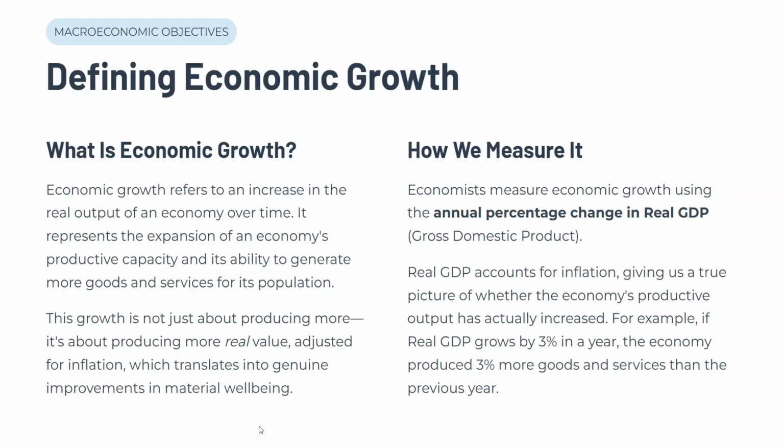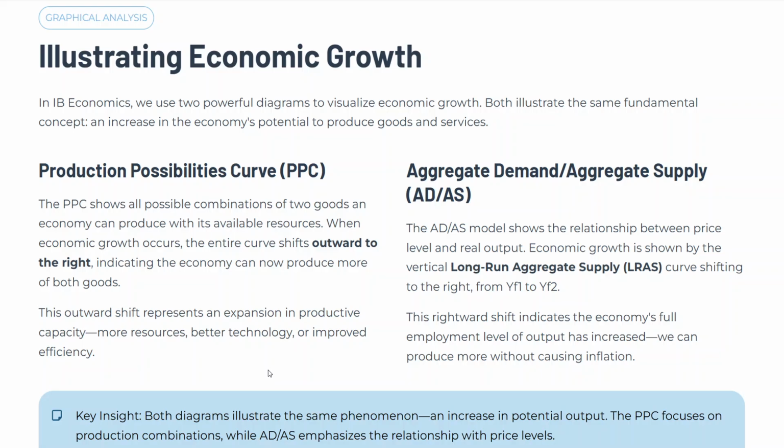We can illustrate economic growth using the two main diagrams we have learned. First, the production possibilities curve, PPC. Economic growth is shown as an outward shift of the PPC. This signifies that the economy's productive capacity has increased. It can now produce more of everything.